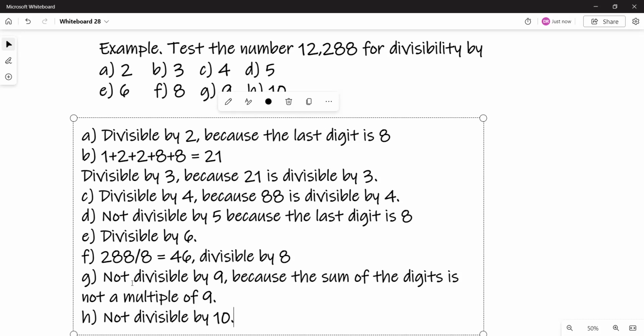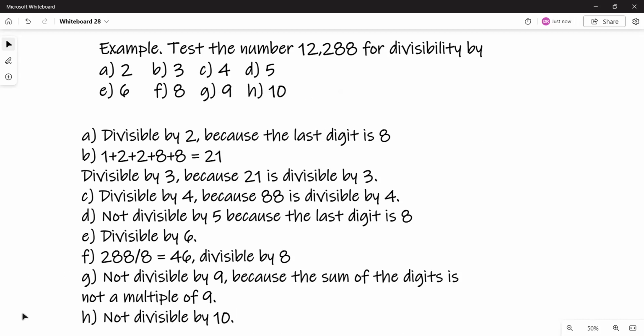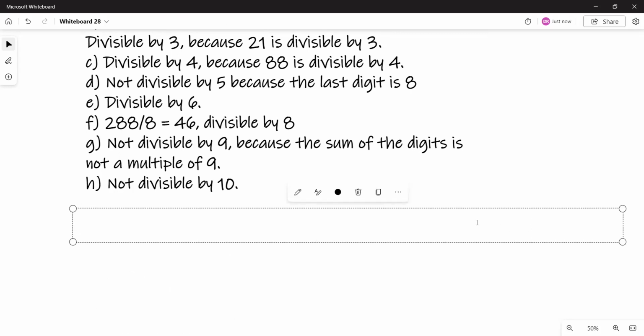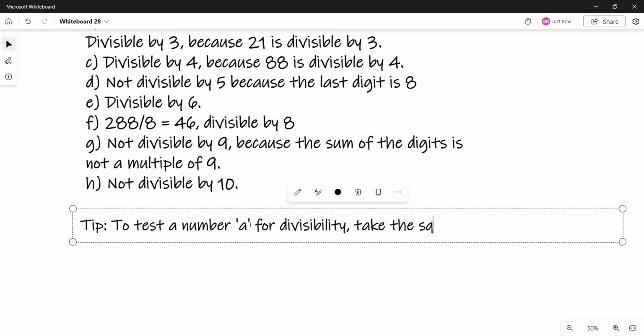Okay, so one tip is that to test a number A for divisibility, or to find the divisors, take the square root of A. And check whether it is divisible by each integer less than the square root of A.